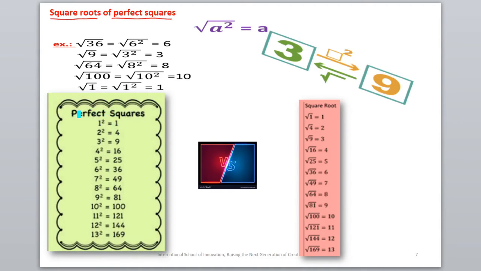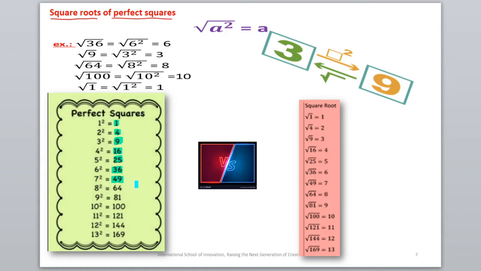Start with the first one. We said from the beginning that perfect squares are numbers that you get when you square a number. For example, 1 squared equals 1, 1 is a perfect square. 2 squared equals 4, 4 is a perfect square. 3 squared equals 9, 9 is a perfect square. 4 squared equals 16, 16 is a perfect square. 25 is 5 squared. 36 is 6 squared. You must memorize these numbers, as you memorized the multiplication table in grades 4, 5 and 6.